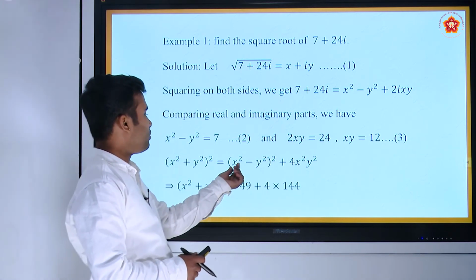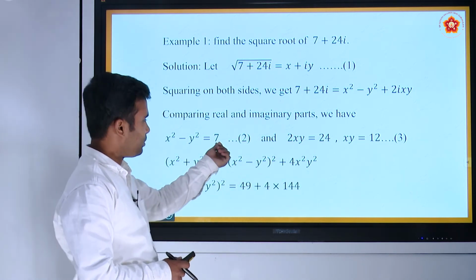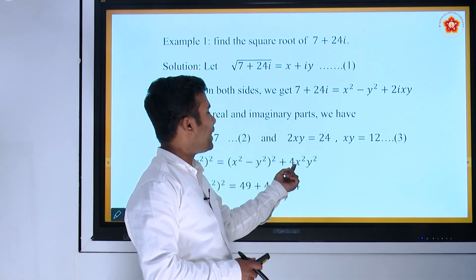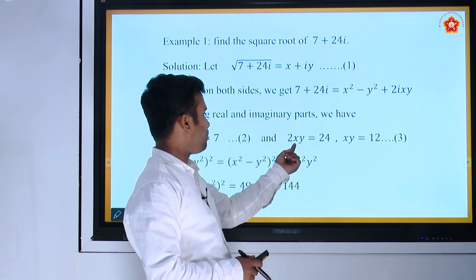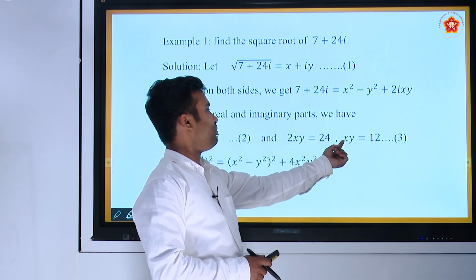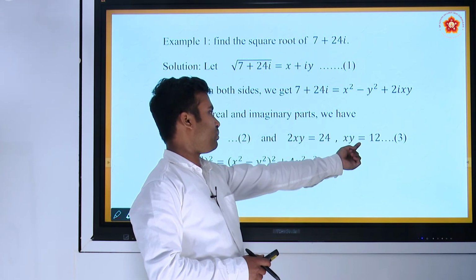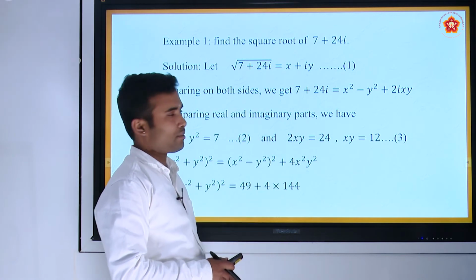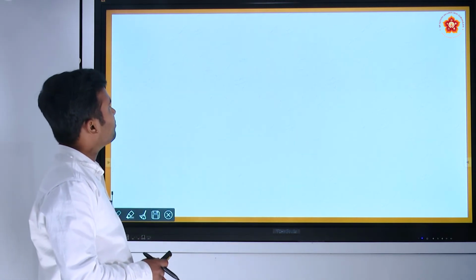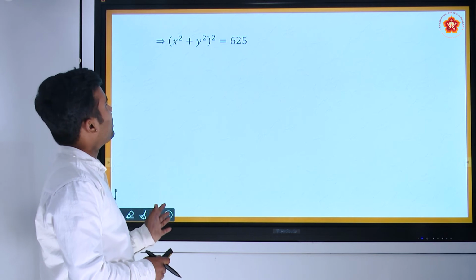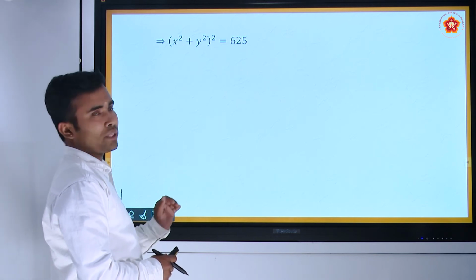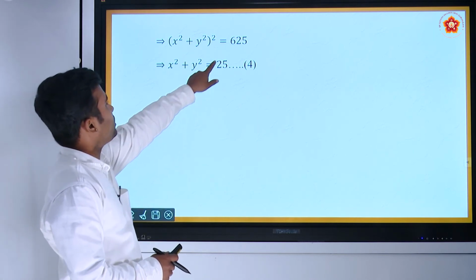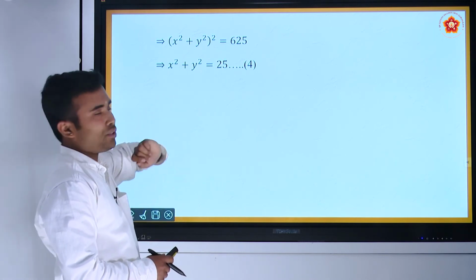And here you know what x square minus y square is. X square minus y square is 7 and its square becomes 49. And here we have 4x square y square. So if you make it square, x square y square is equal to 12 square, which will become 144, and 4 is here. If you make it square, (x square plus y square) whole square becomes 625, and if you take square root on both sides, the square root of 625 will be 25.